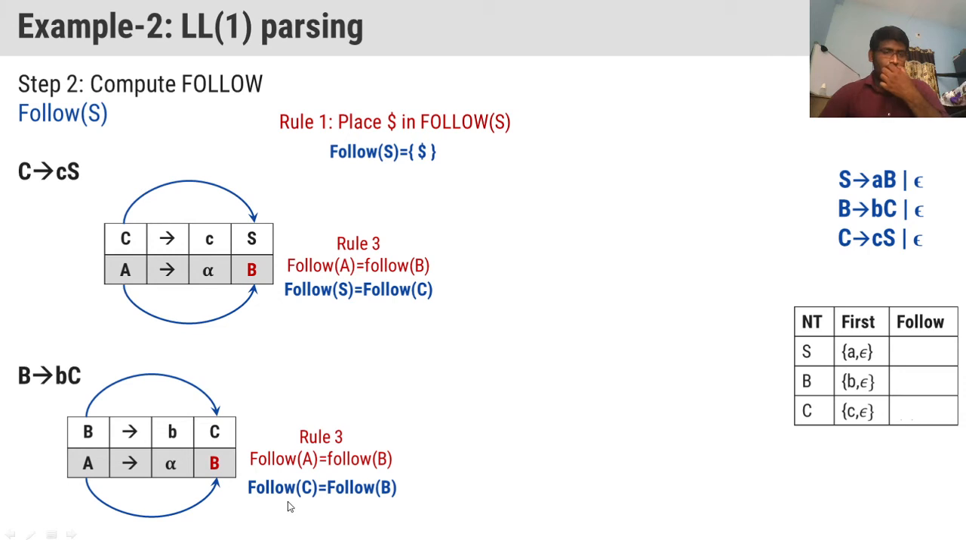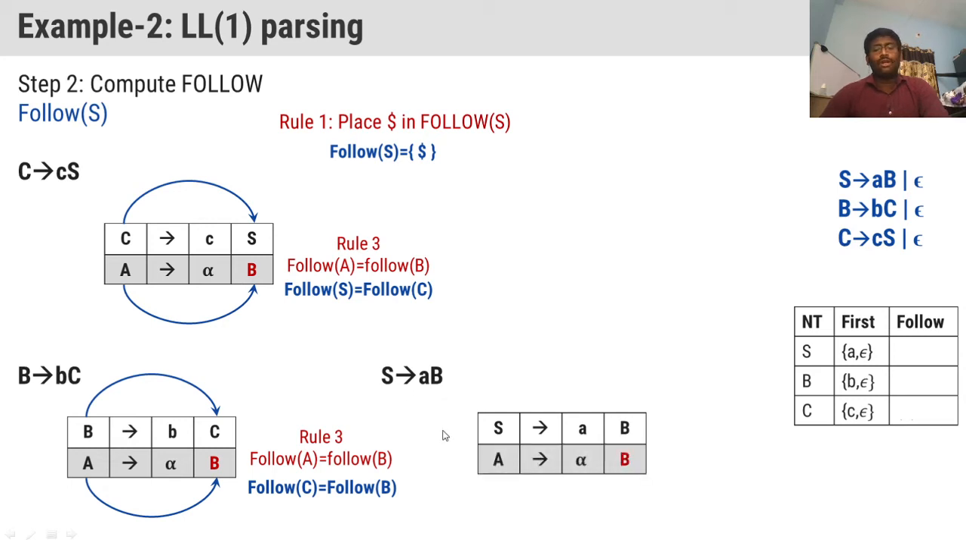That's why we have written this particular rule. Now only one remaining non-terminal is present here, that is capital B. So to find out follow of capital B, since capital B is not followed by any other symbol here, follow of B equals follow of A. What is this follow of B? Follow of B equals follow of A.